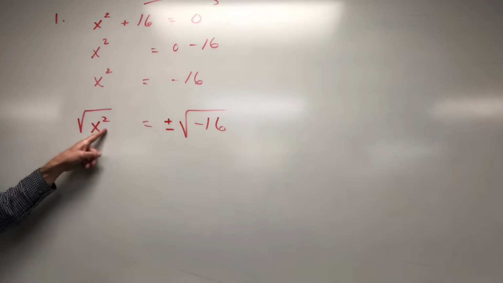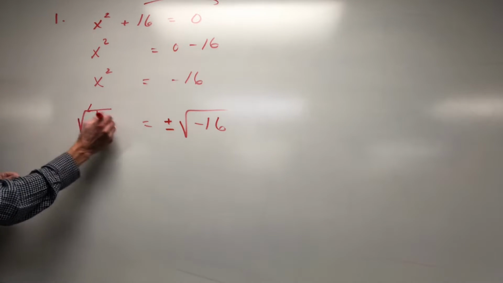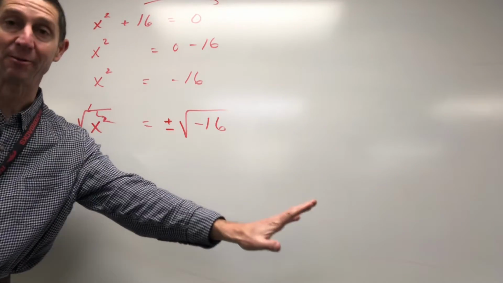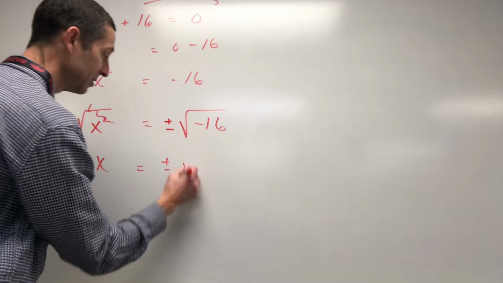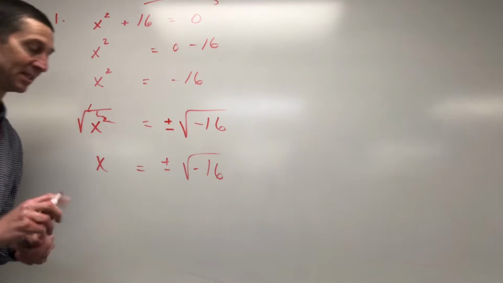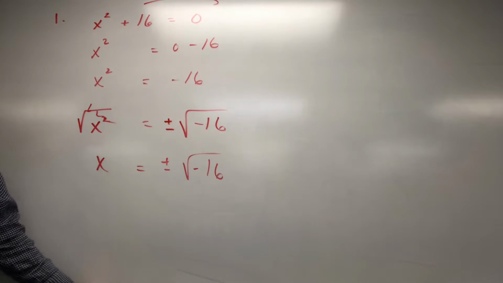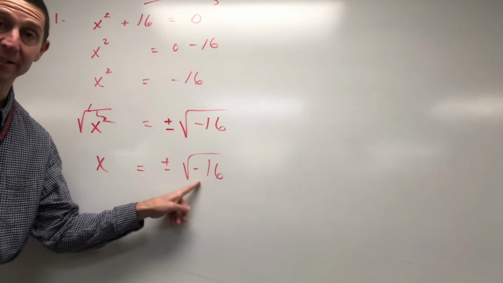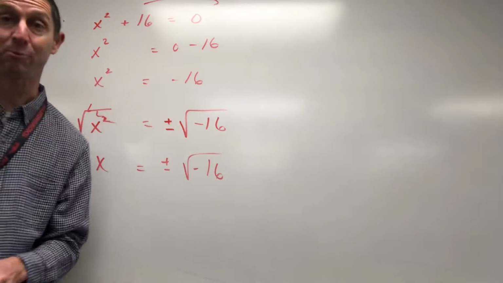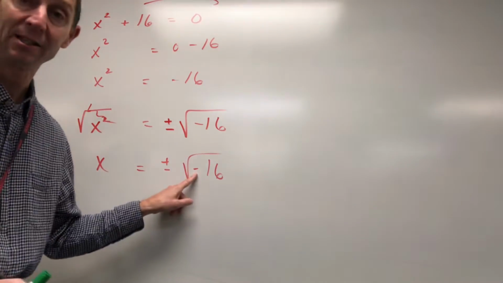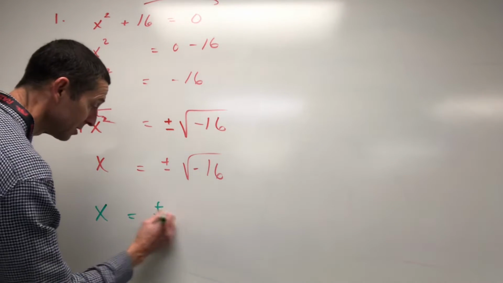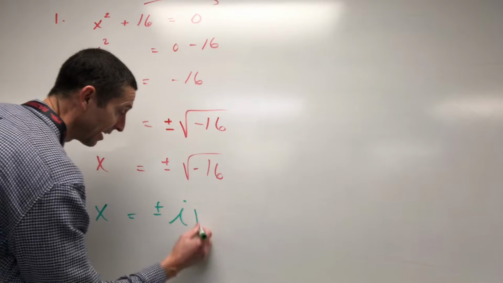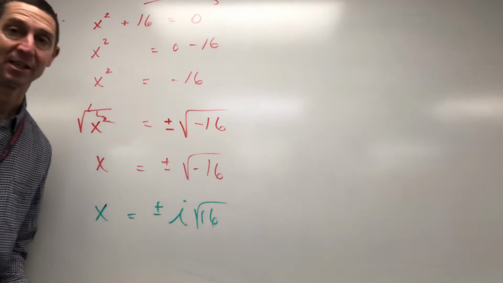The square root and the squared, they just cancel each other out, and all you have is this x. All right, plus or minus the square root of negative 16. Now, we know what's going on here. You're like, yep, I know. That is a negative sign underneath the square root. I have to represent that with an i value. Let's get one more in here: x is equal to plus or minus i square root of 16.